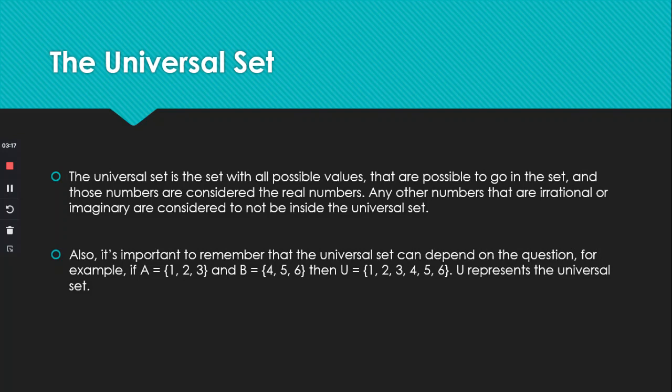Also, it's important to remember that the universal set can depend on the question. For example, if A is equal to {1, 2, 3} and B is {4, 5, 6}, then the U, which normally stands for universal, is equal to {1, 2, 3, 4, 5, 6}. U represents the universal set. Now, the universal set is a set with all real numbers, but sometimes they're talking about the universal set depending on a question. So basically, you just have to write all the terms again.